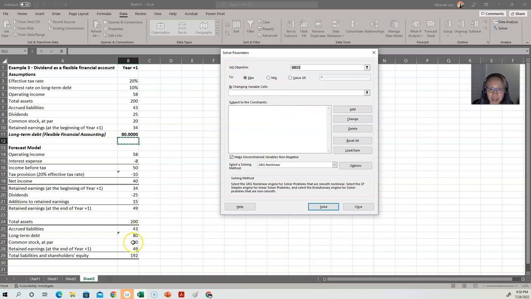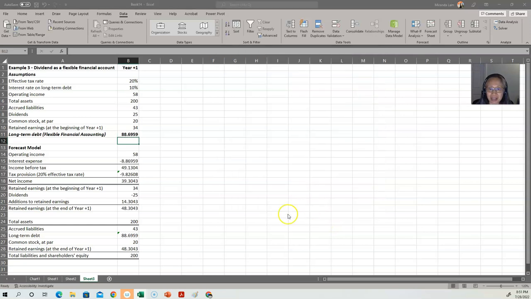We want to set our total liability and shareholders' equity to $200, because we know that total asset is $200, by changing our long-term debt. So this is the variable we will be changing. We can ask Excel to solve for that, and it gets very close to $200.